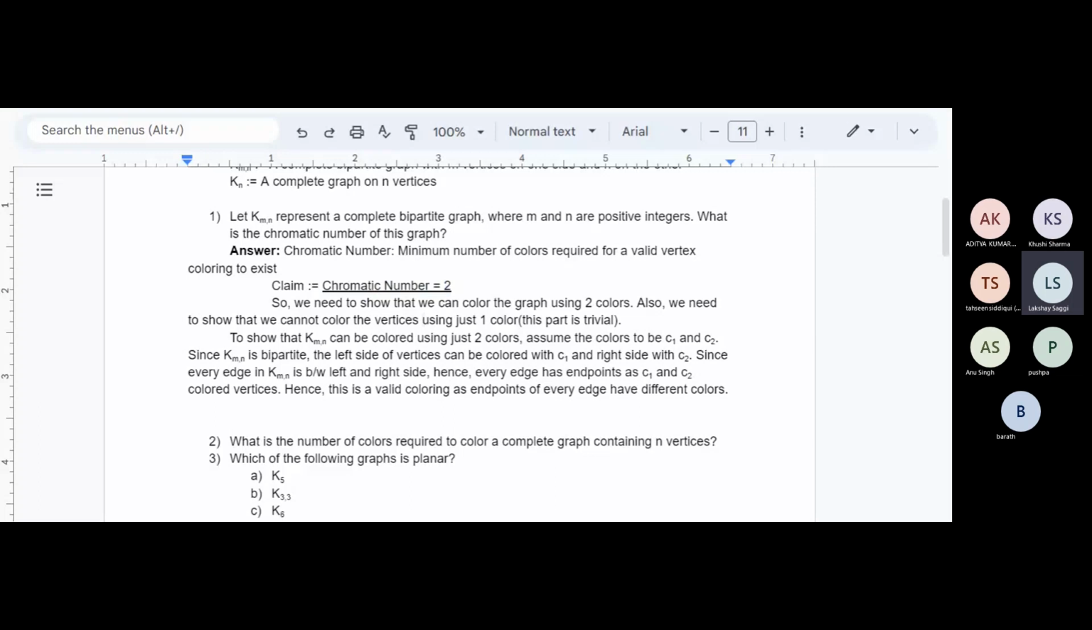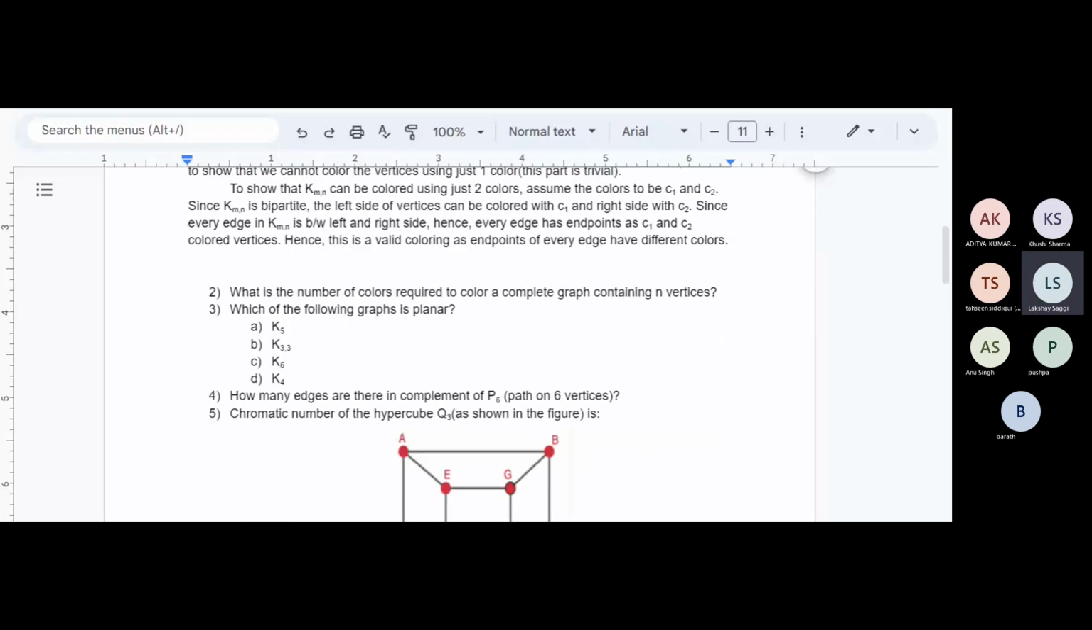To show that this is the minimum possible number of colors needed, we'll also need to show that using one color we cannot have a valid coloring. That part was trivial, as if we just have one color, then every vertex will be colored with the same color, and so for every edge both endpoints will have the same color, which is not a valid coloring. So I hope it's clear to you guys.